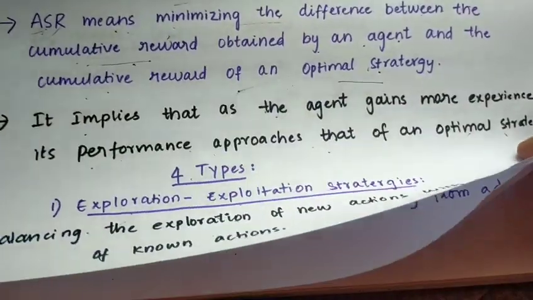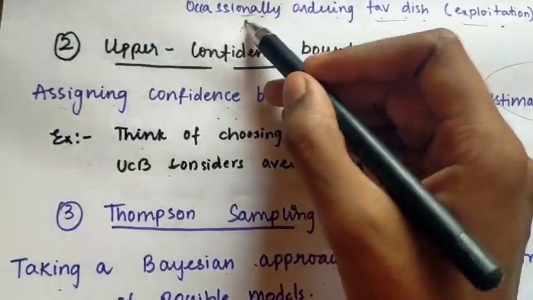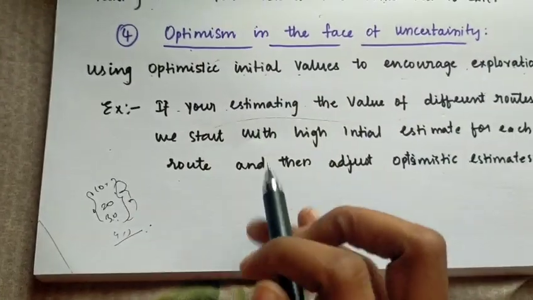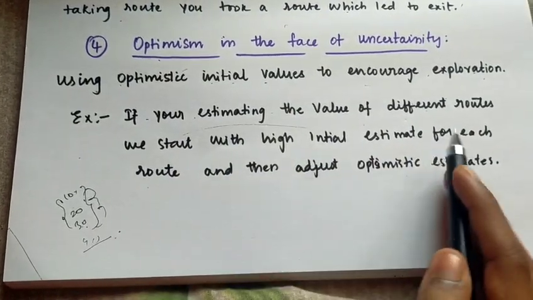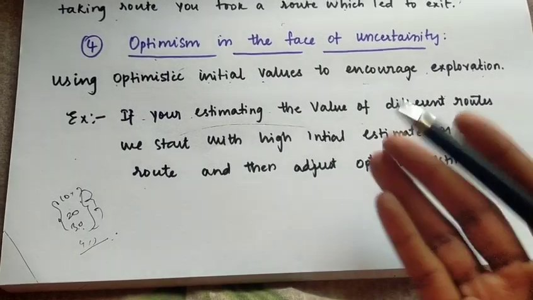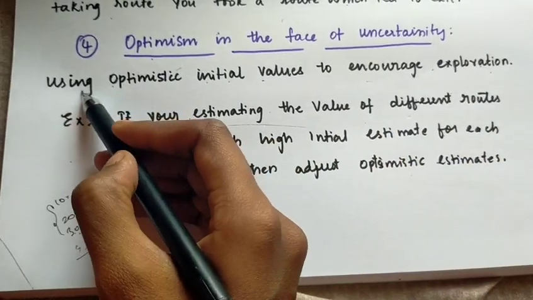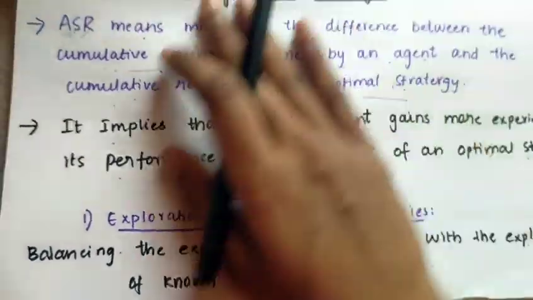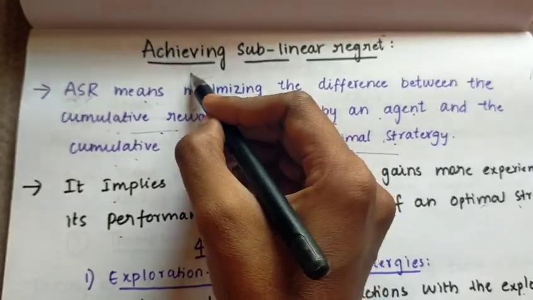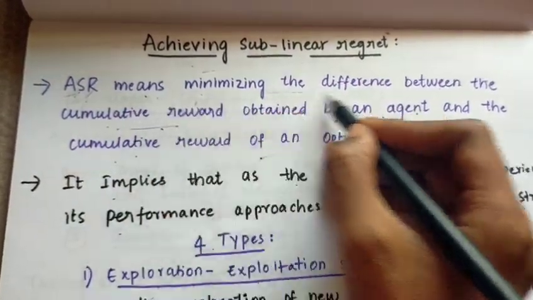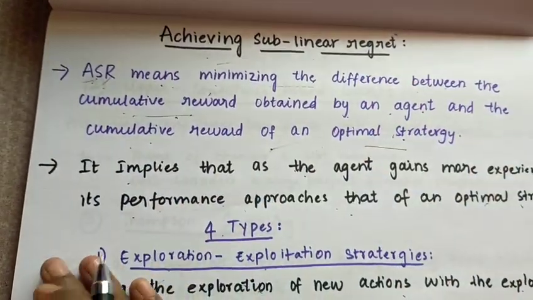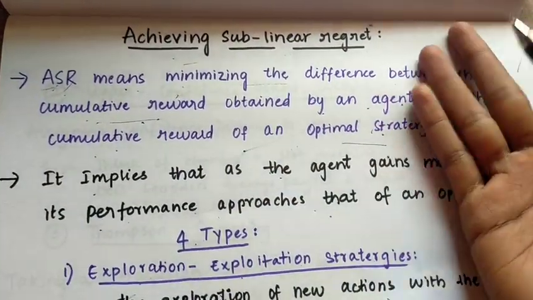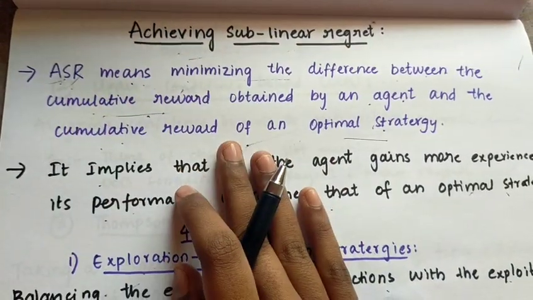I told you what exploration is, right? Exploration is trying new dishes at the restaurant, trying something new. That is what we are doing here. We are estimating the values of different routes, starting with a high initial estimate for each route and then adjusting with an optimistic estimate. The definition: using optimistic initial values to encourage exploration. Let's give a quick revision once. Achieving sublinear regret, ASR, means minimizing, decreasing the difference between the cumulative reward obtained by an agent and the cumulative reward of an optimal strategy. Clear? 4 types. Thank you all.